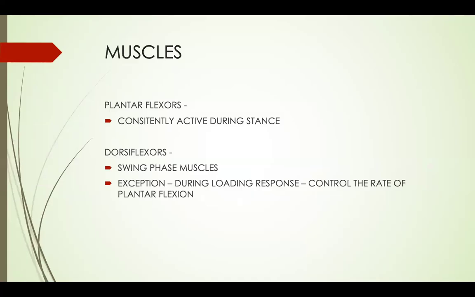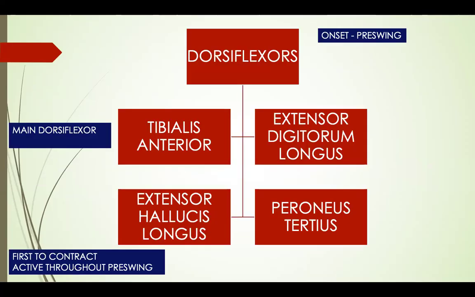Regarding the muscles acting during this process, the plantar flexors are consistently active during the stance phase. Dorsiflexors are mostly swing phase muscles. The exception is during loading response, when they control the rate of plantar flexion. The main dorsiflexors acting are tibialis anterior, which is the main dorsiflexor, extensor digitorum longus, extensor hallucis longus, and peroneus tertius. Extensor hallucis longus is forced to contract and is active throughout the pre-swing.